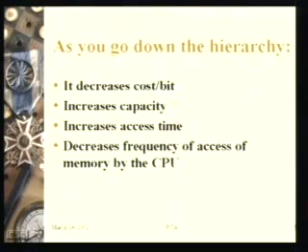Now what are the key features? As you go down the hierarchy, what you witness is that it decreases cost per bit, increases capacity, increases access time, and decreases frequency of access of memory by the CPU. Now this is the most important thing. As you go down the hierarchy, obviously, for example with a hard disk, not the complete area of the hard disk is to be accessible by the CPU at the same time. Only a portion is to be accessed, which is brought into the main memory, and then from main memory through cache to the registers, right?